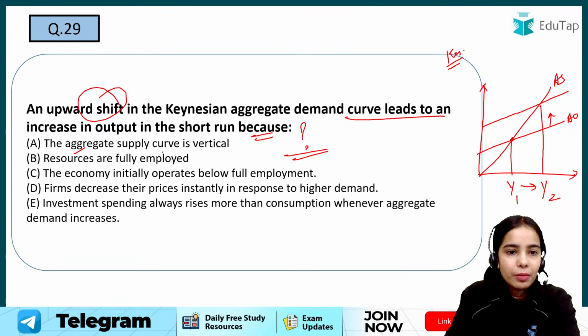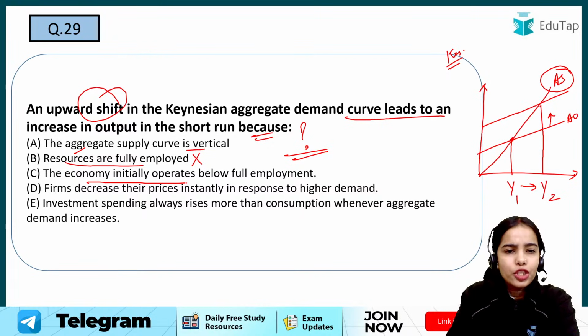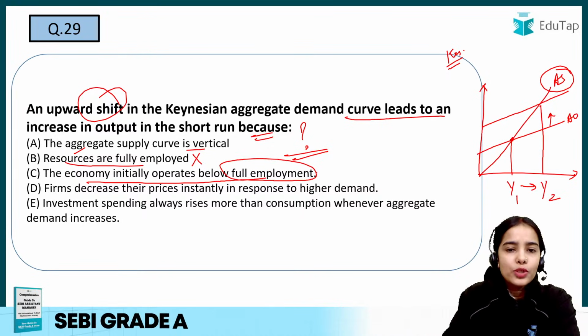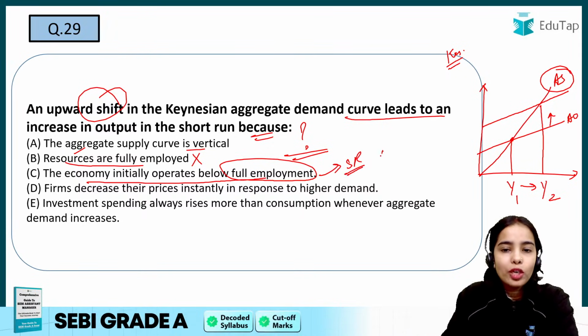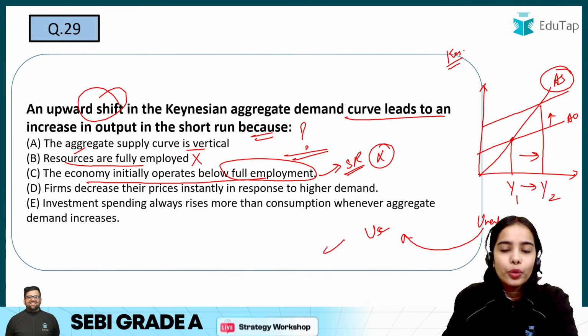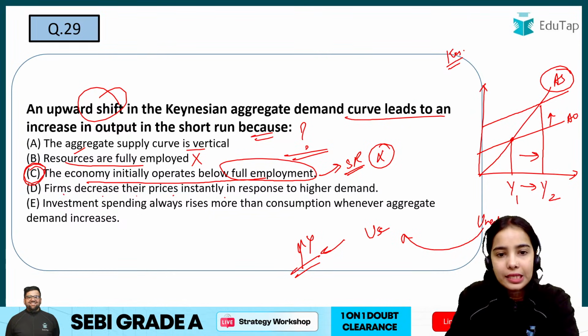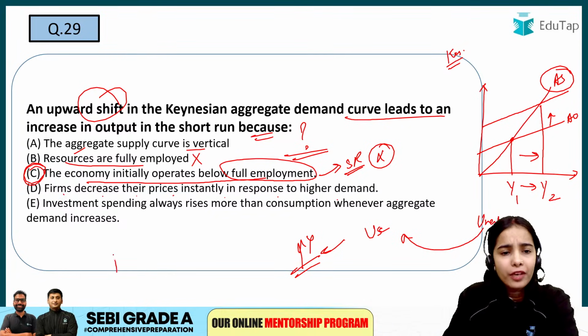Because the aggregate supply curve is vertical? No, the aggregate supply curve is not vertical. Resources are fully employed? If the resources are fully employed, output cannot increase. The economy initially operates below full employment. Keynes has said that in the short run, full employment is not achieved, so we have unemployed resources that we can use to increase output. So this can be true. Let's see the other options also. Firms decrease their prices instantly in response to higher demand? If the firms are getting more demand, will they reduce the price? No.